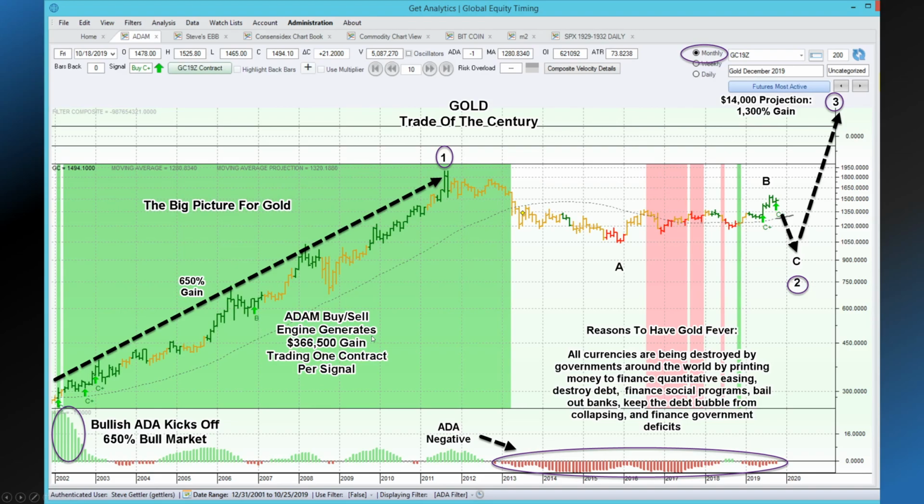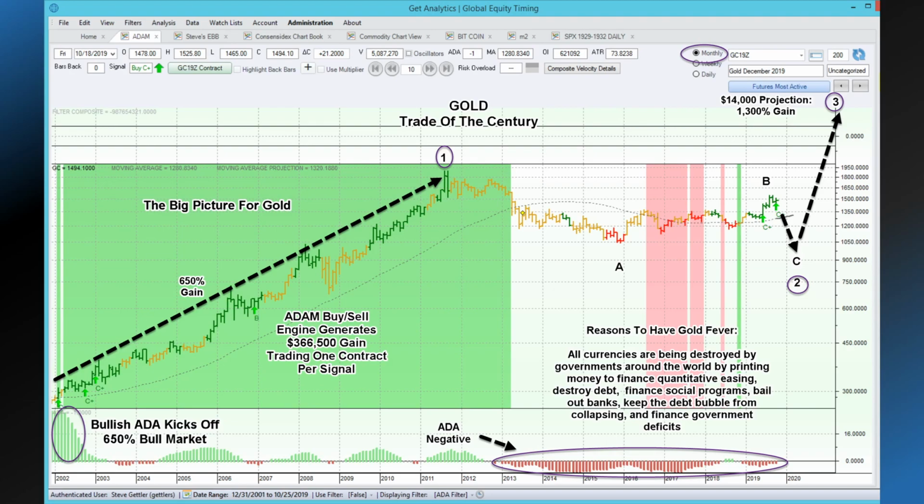Why will that happen? Well, we have some very strong fundamental reasons. The reasons for gold fever? Well, all currencies are being destroyed by governments around the world. They're doing that by printing money to finance the quantitative easing, which you probably have heard about. Another subtler reason is to destroy debts. There's so much debt in the world that one easy way to destroy the value of the debt is to inflate a currency.